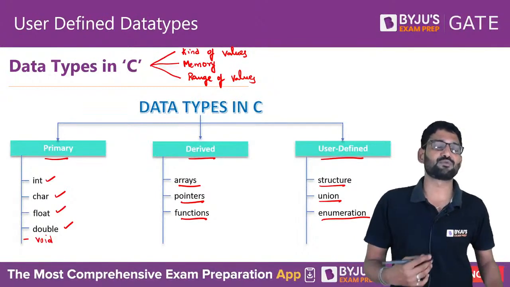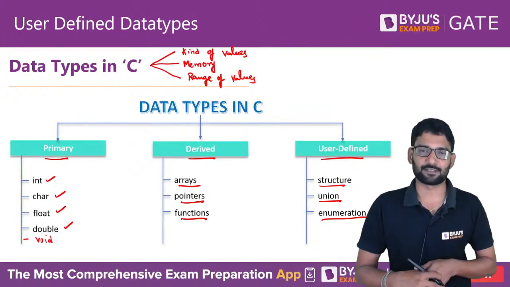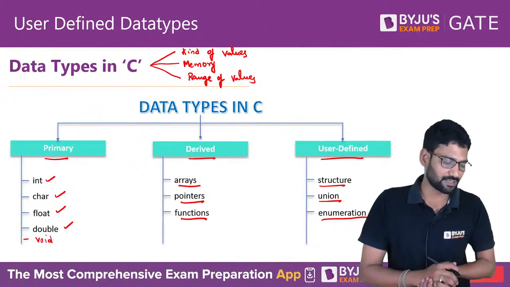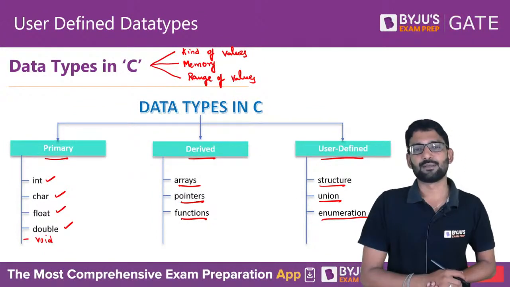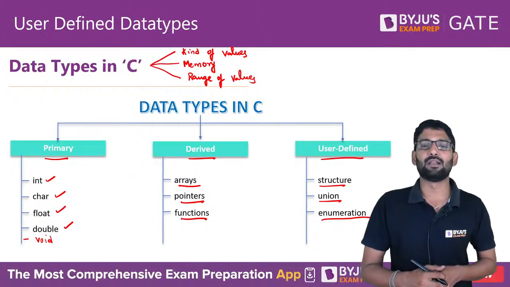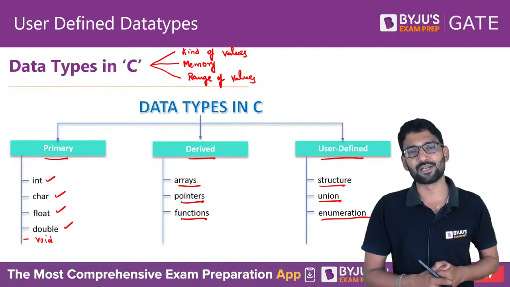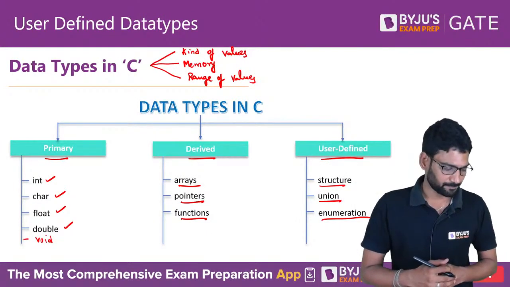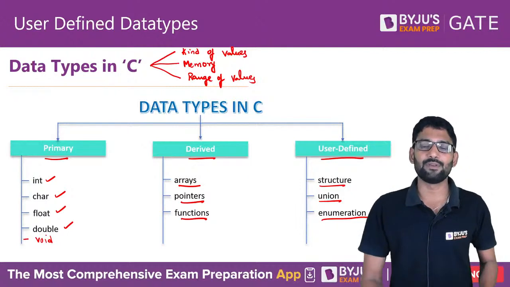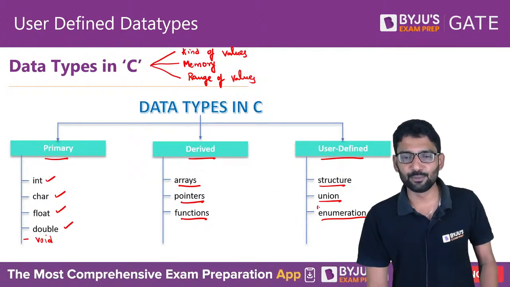So, we have got three different forms of data types, in which today's topic is user defined. Structures and unions we have already discussed in the last class. By chance you missed it, you can watch it. It would be available on our BYJU'S exam prep YouTube channel. So today we will be focusing on enumeration mostly.